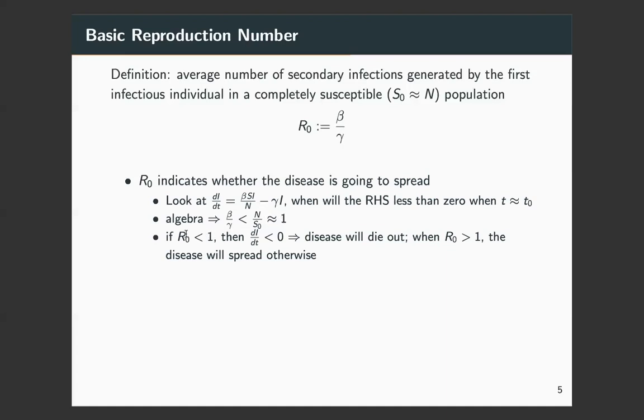In other words, we have shown that if R0 is less than 1, then dI/dt is less than 0, which means that the number of infected individuals will decrease and the disease will possibly not spread. On the other hand, if R0 is bigger than 1, then the disease will spread.